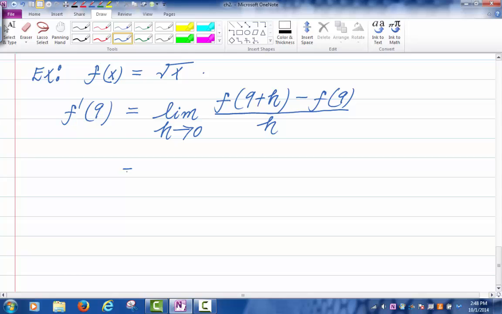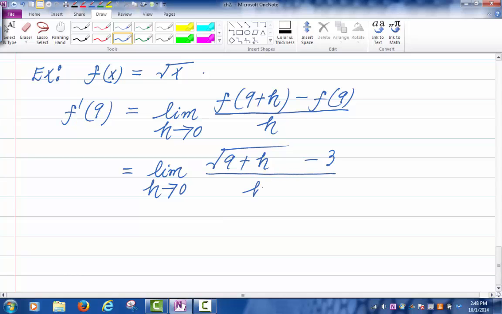Okay, so what is f of 9 plus h? F of 9 plus h would be the root of 9 plus h, right? And f of 9 is what? F of 9 would be 3. Root of 9 is 3. Divided by h. Okay, if I plug in a 0 for h, what do I get? I get 0 divided by 0. And so I have to try to get rid of h then, right? And how do I get rid of h? I rationalize.